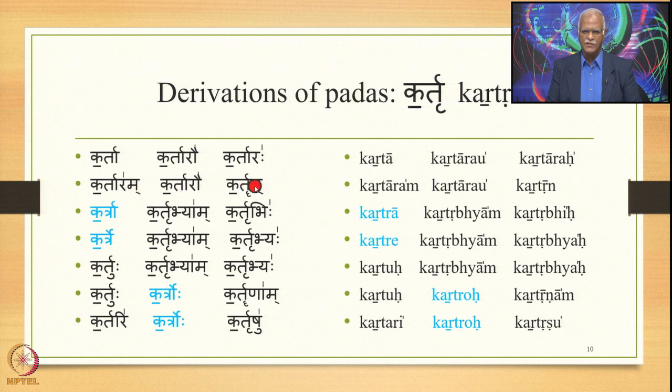Karta, kartarau, kartaraha, कर्तारं कर्तारौ कर्तॄन् कर्त्रा कर्तृभ्यां कर्तृभिः कर्त्रे कर्तृभ्यां कर्तृभ्यः कर्तुः कर्तृभ्यां कर्तृभ्यः कर्तुः कर्त्रोः कर्तॄणां कर्तरि कर्त्रोः कर्तृषु. These are the forms derived. Amongst them, there are four forms which are marked in blue: kartra, kartre, kartroho, and also kartroho. These are peculiar and of our interest, where we are studying the interrelation between the yan sandhi stating rule and the accent stating rules.